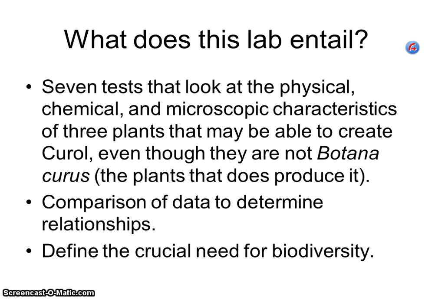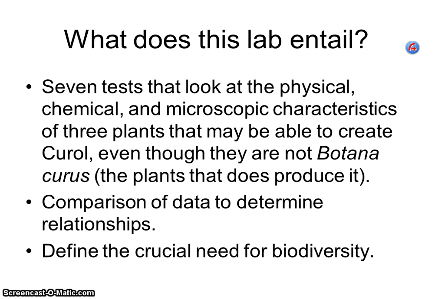Okay. So there are going to be 7 different tests that you have to do. And there will be different tables for different tests. We're going to try to break it up over 2 or 3 class periods. And it's going to be up to you to keep track of where you're at for each of those things, okay? Let's see. So it says 7 tests that look at the physical, chemical, and microscopic characteristics.